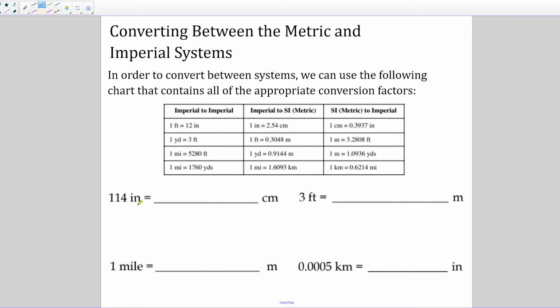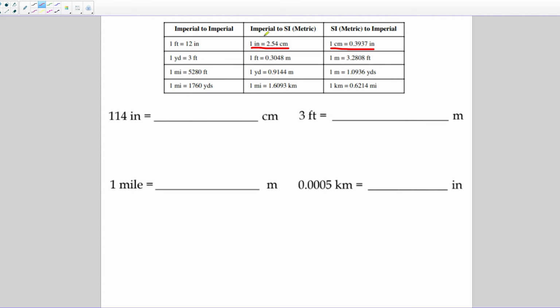Here we have 114 inches that we have to convert into centimeters. Looking at our chart, we have our options of this first one where we know that 1 inch is equal to 2.54 centimeters, or our third column here where we have 1 centimeter is equal to 0.3937 inches. Well, how do we know which one will be better to use? Let's try using both. So using this second column, we're going to write 114 inches divided by 1.